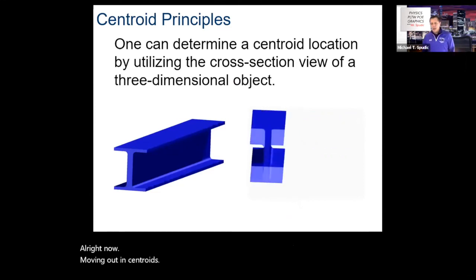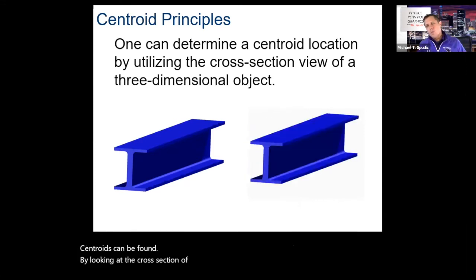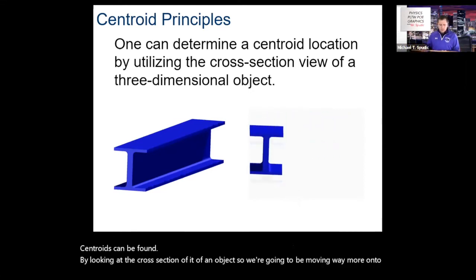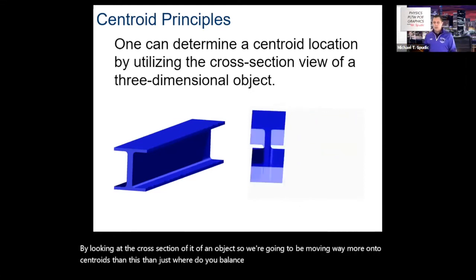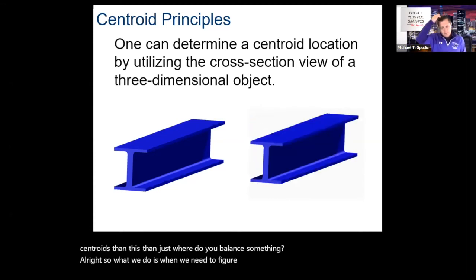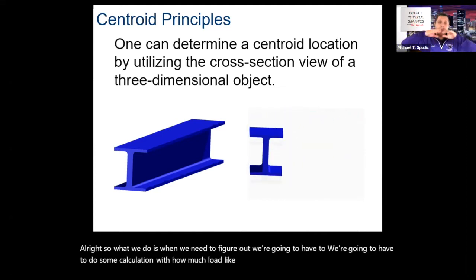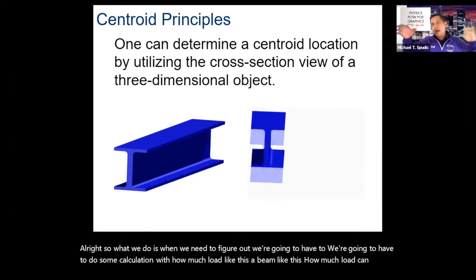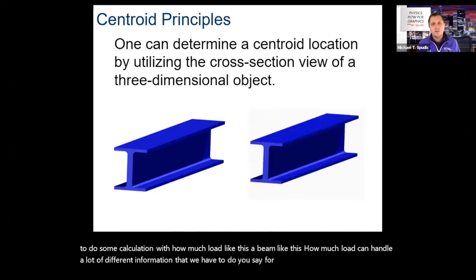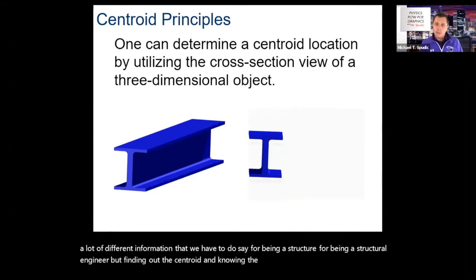Centroids can be found by looking at the cross section of an object. So we are going to be moving way more onto centroids than just where do you balance something. When we need to figure out how much load a beam like this can handle, there is a lot of different information we have to calculate, say for being a structural engineer. But finding out the centroid and knowing the centroid of an object is actually going to be very important.